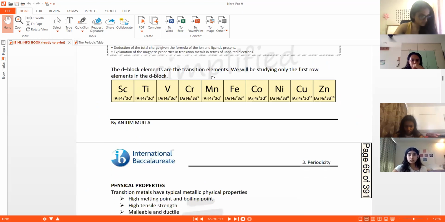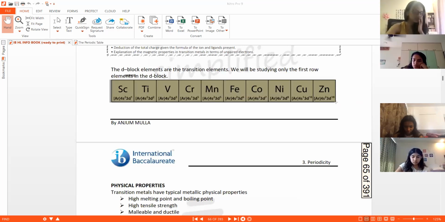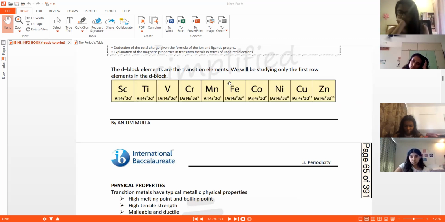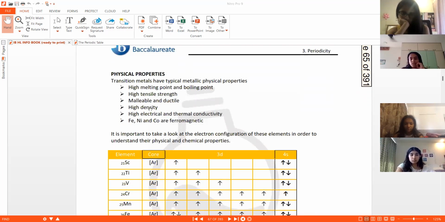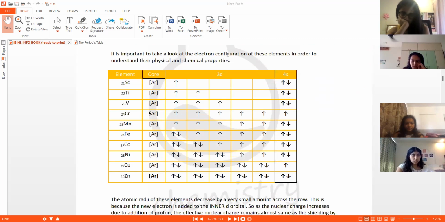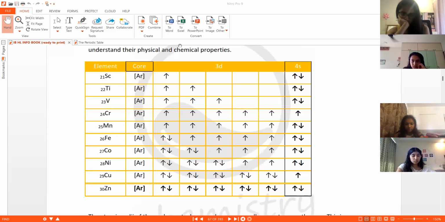So these are the 10 elements about which we are learning in this part. The HL part of periodicity is all about these 10 elements. And as we just discussed, these elements will have unique properties or different properties. So first we'll see the electron configuration of each one. Physical properties, just learn this. Remember these physical properties. Okay, now about the electron configuration of these metals, from scandium up to zinc, this is the electron configuration.